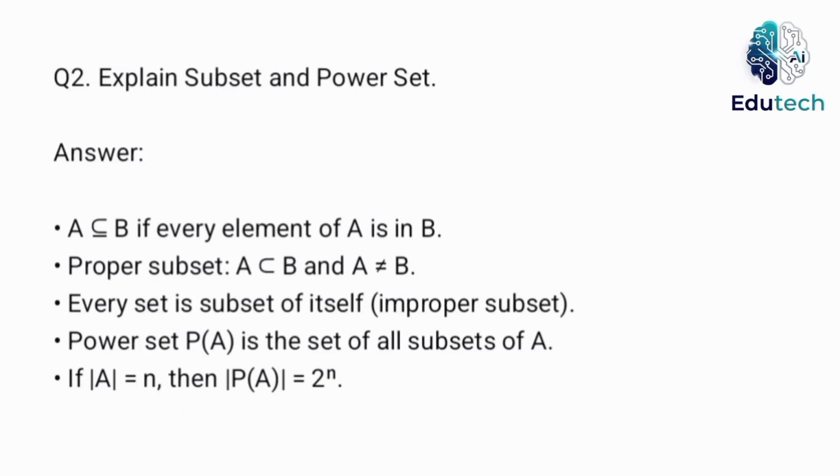Explain subset and power set. A set A is said to be a subset of set B if every element of A is also an element of B, and it is written as A subset of B. If A is a subset of B but not equal to B, then it is called a proper subset, written as A proper subset of B. Every set is always a subset of itself, called an improper subset.